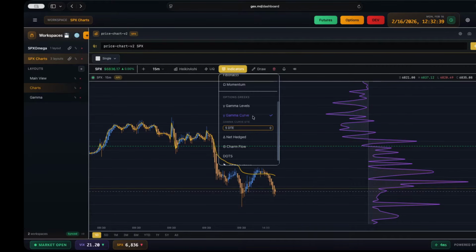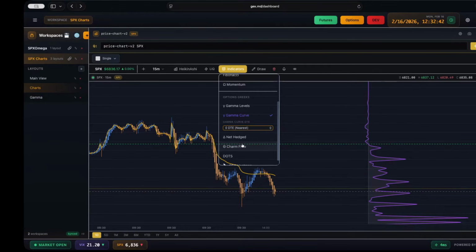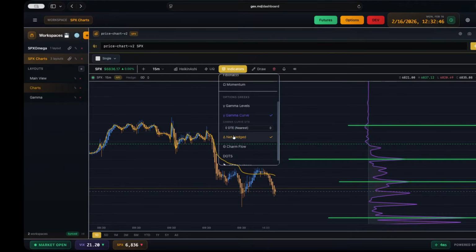But let's go back to 0DT. Then you got the hedging. When you click here, that's the daily positioning for 0DT. You got it right there.